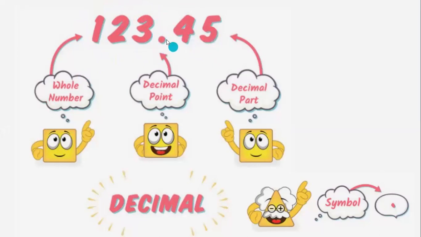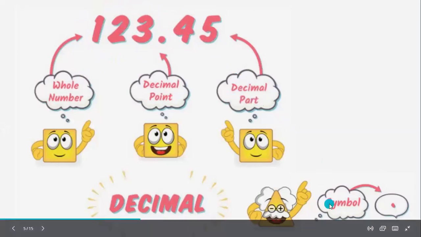So what is this part of the number? That is the decimal part, right? And the symbol for decimal is the dot.